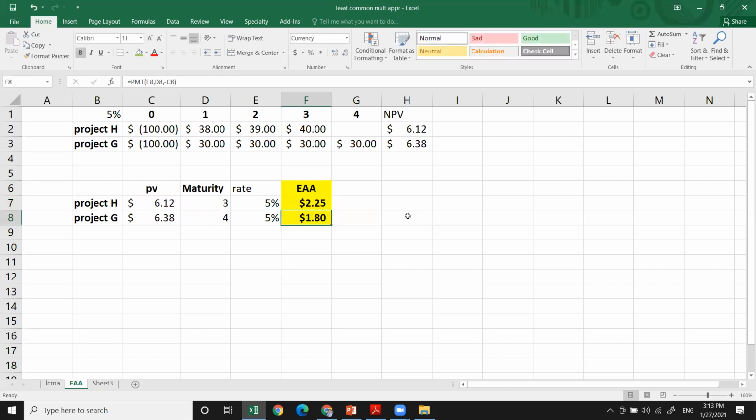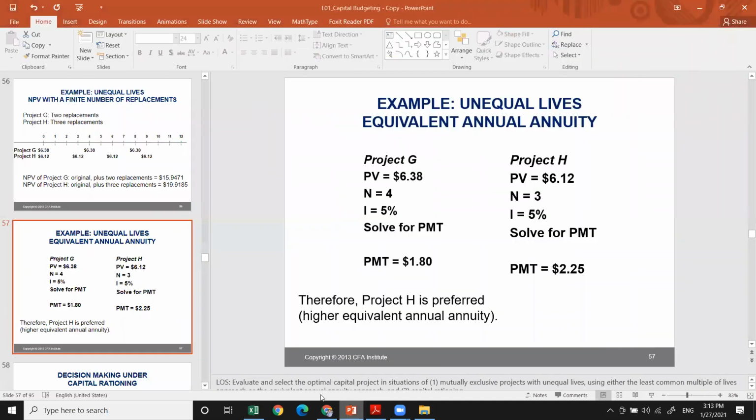So whenever you calculate the present value annuity, what does EAA stand for? Equivalent annual annuity, like the annual annuity you get every year. Not every year, every period.